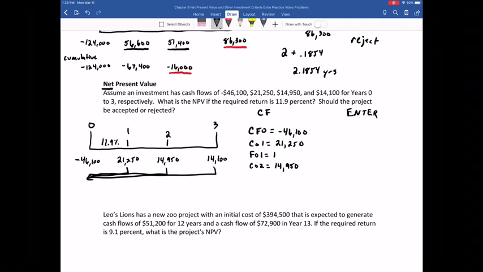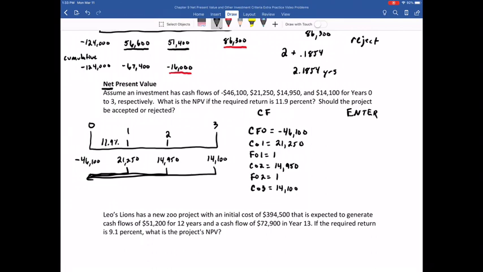I hit enter, and then I push the down arrow, and I see F02. Once again, what is the frequency of that cash flow? It only occurs once, so I keep it at 1. I hit enter, I push down, I should see CO3. CO3 is the cash flow that needs to be discounted back 3 periods in this case, or the third cash flow for our purposes.